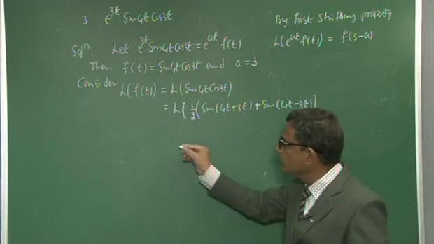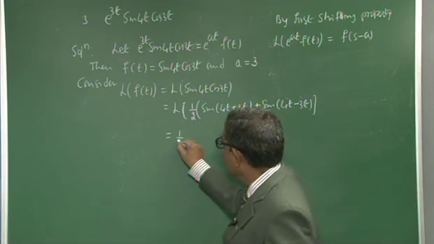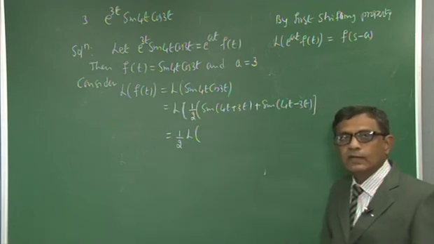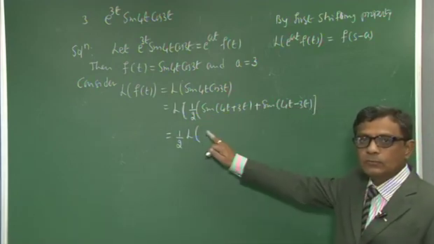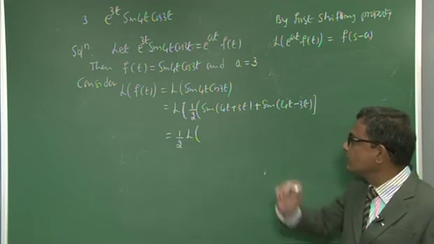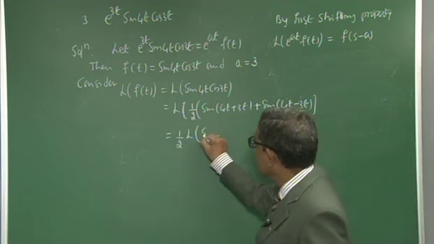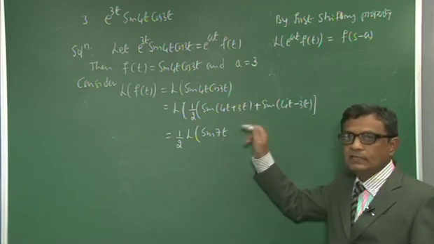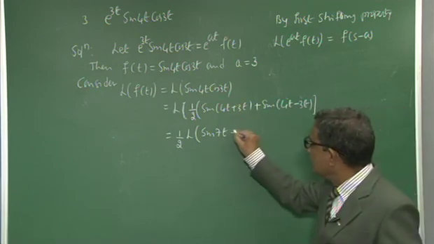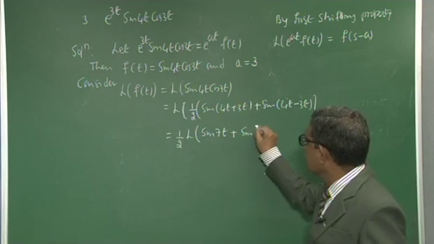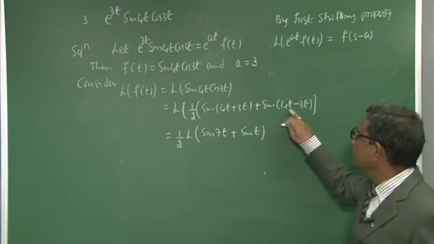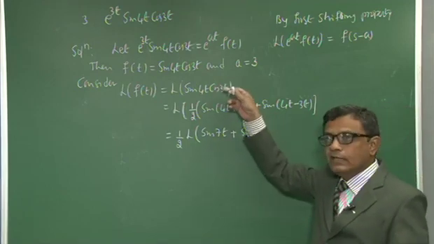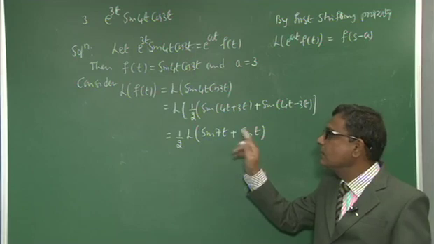Now simplify. It is 1 by 2 L of, taking the constant outside the Laplace transform operator, 1 by 2 is constant. The first term is sin of 4t plus 3t, sin 7t, and the second term plus sin of 4t minus 3t, which is t only, sin t. Now the given function reduces to the standard form.